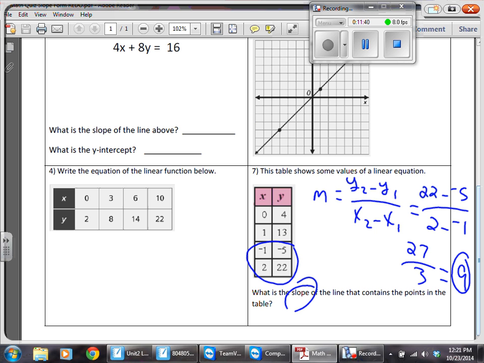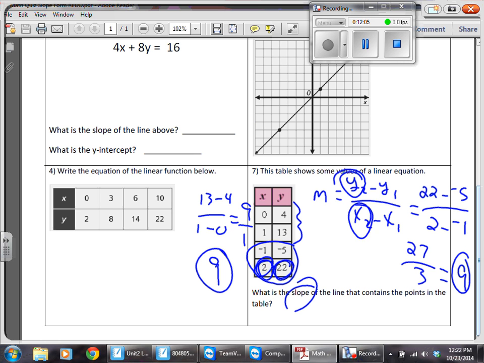So same thing, if we would have chosen these 2 instead, it would have been 13 minus 4 over 1 minus 0, which is 9 over 1, which is just 9. So it doesn't matter which point you pick, the slope will always reduce to the same answer. The one thing you have to be careful of, if I pick 22 as my y2 value, then 2 has to be my x2. It has to correspond. So since these are the same coordinate, they have to both be in the same spot in the formula.